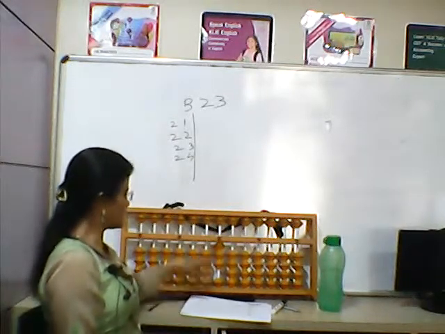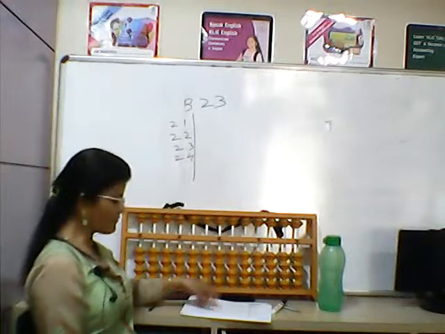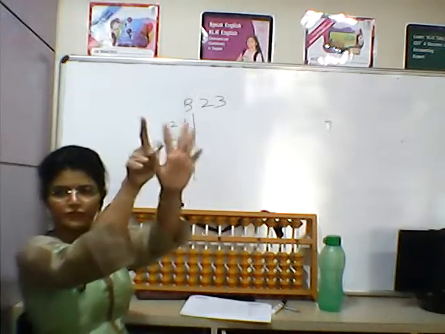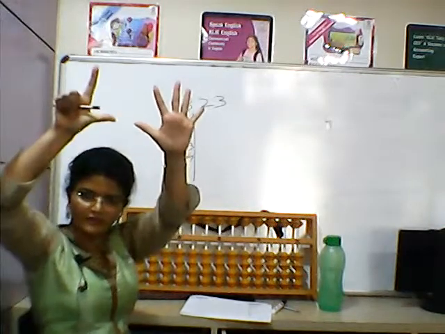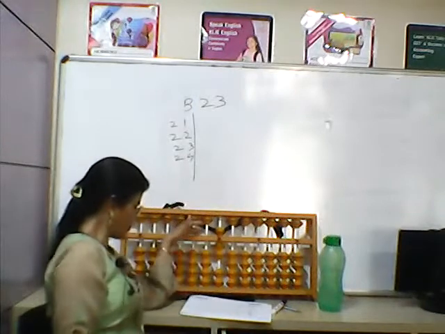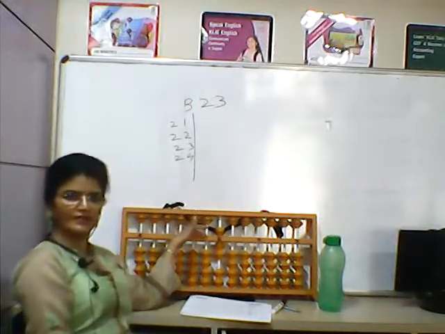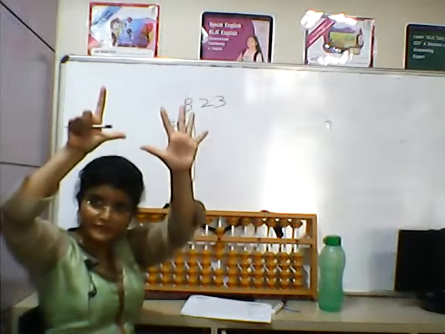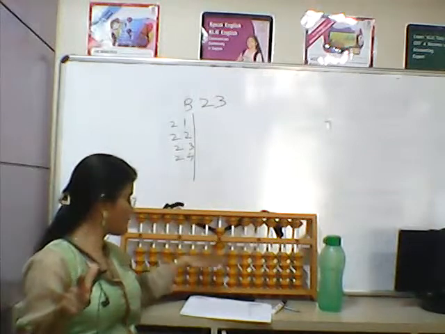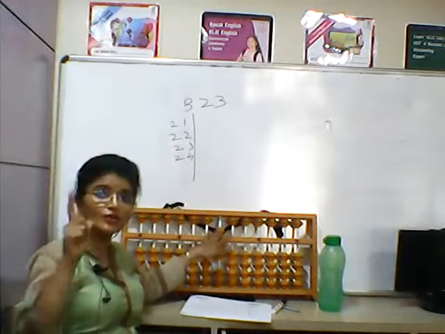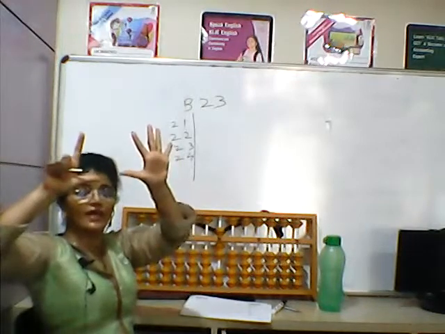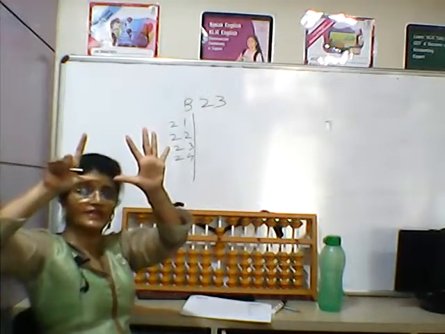Sum number 23. Show 7: 5 and 2, close action. Again 7. Can you do 5 and 2 again? No. Can you plus 7 directly? No. Can you plus 10? Yes. So take the help of big friend 10.